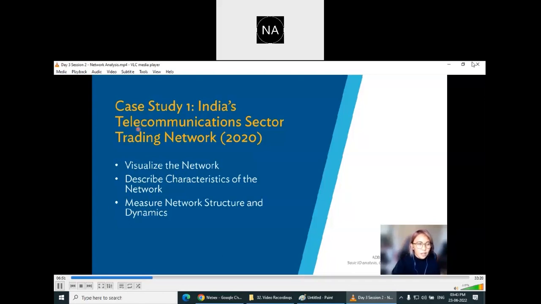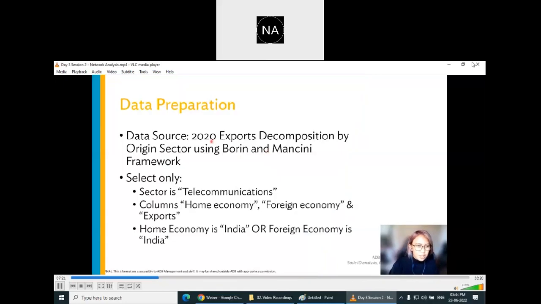So for the first one, I chose the telecommunication sector because I find it to be one of India's top exports for 2020. And what we're going to do is apply the methods of network analysis that we have described earlier. Specifically, we're going to try to visualize the network. We're going to try to come up with measures to describe the network, and also its structure and dynamics.